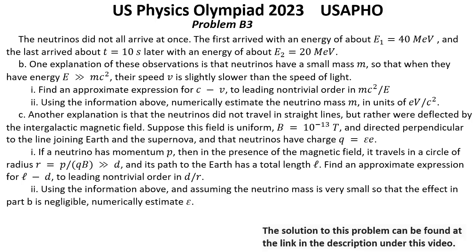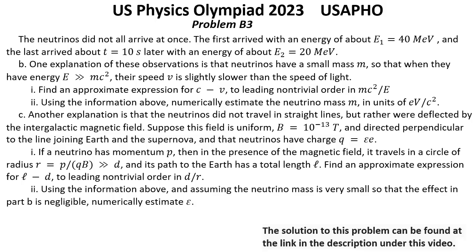Part B. One explanation of these observations is that neutrinos have a small mass m, so that when they have energy E much greater than mc², their speed v is slightly slower than the speed of light. Question 1. Find an approximate expression for c minus v to leading non-trivial order in mc² over E. Question 2. Using the information above, numerically estimate the neutrino mass m in units of electron volt per c².